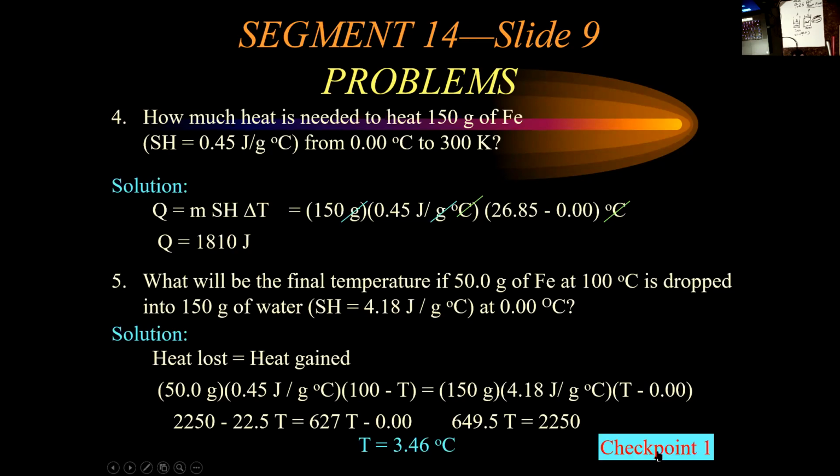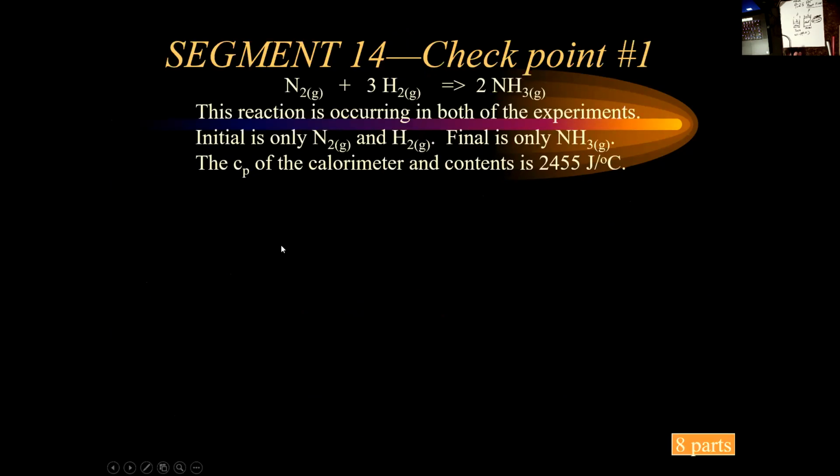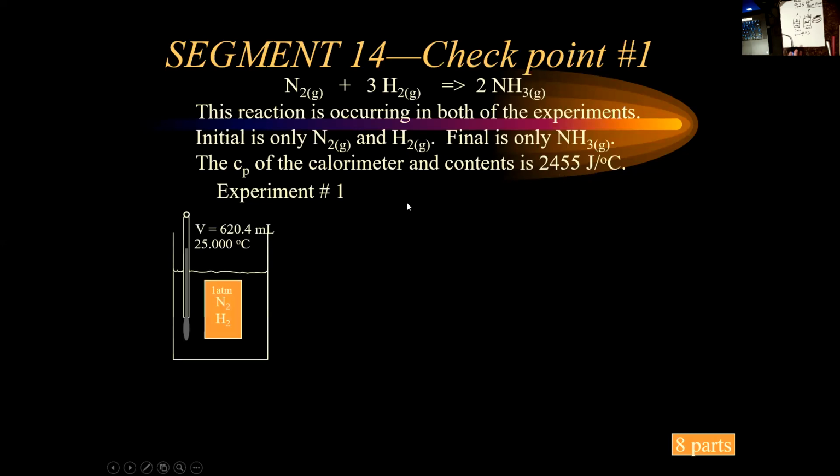All right, here's a checkpoint for you. This reaction is occurring in two experiments. We're starting out with 1 mole of nitrogen gas, 3 moles of hydrogen, and we're going to 2 moles of ammonia in the reaction. And I've got a heat capacity for the calorimeter and its contents. So here's my first experiment.